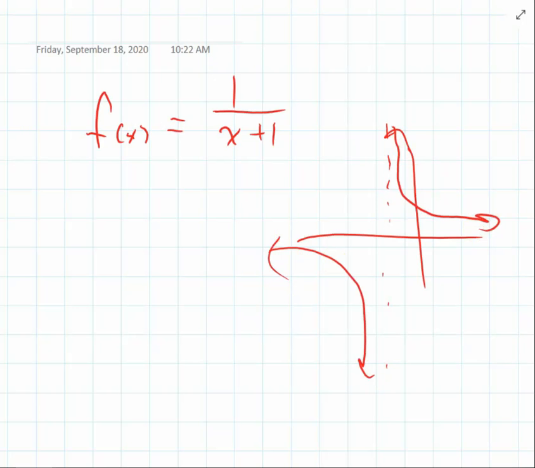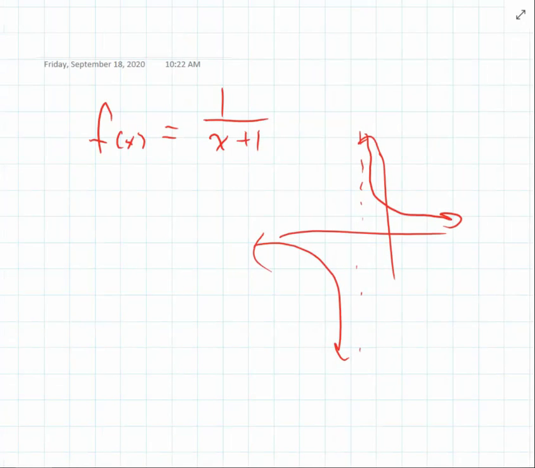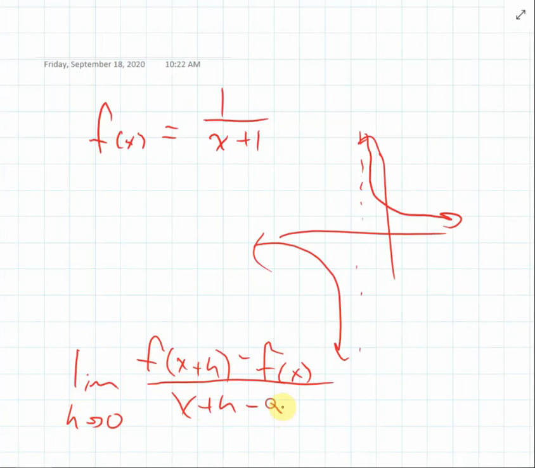So if I'm looking for how steep it is at a certain moment, that's an instantaneous rate of change. So really then what I need to calculate is the limit as h goes to 0 of the difference quotient. Remember, the difference quotient here is a slope. And I always like to write it this way because I can see it's a slope.